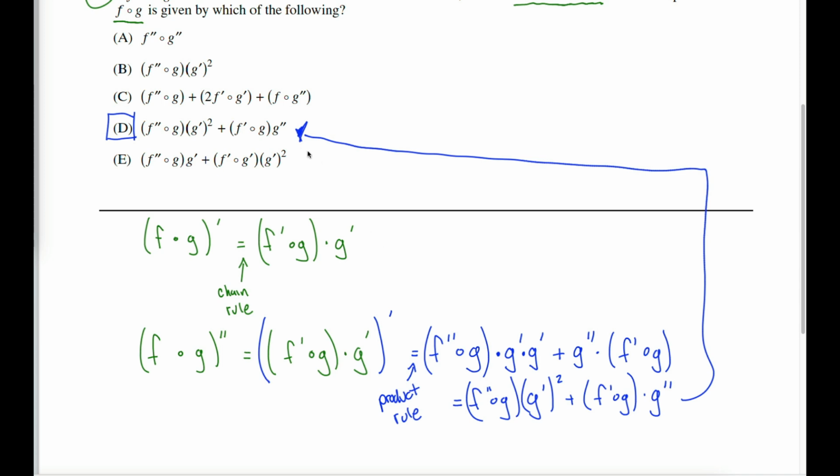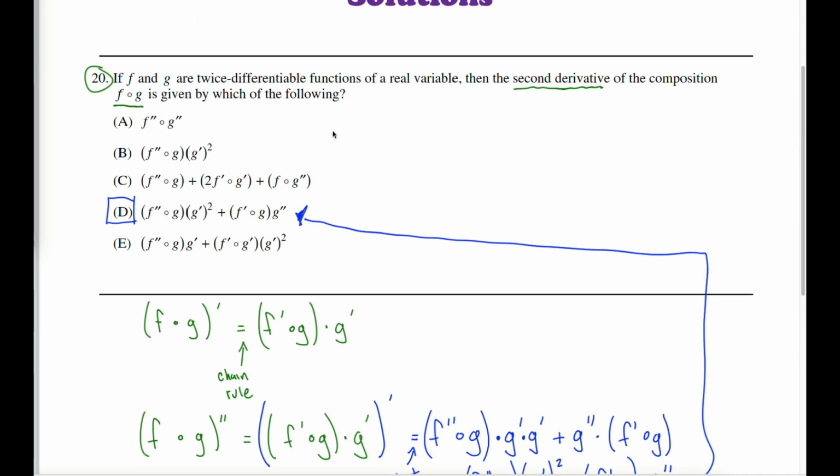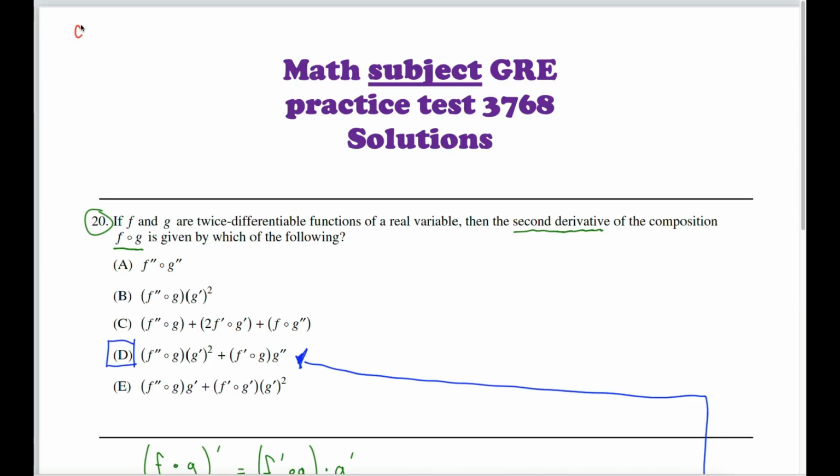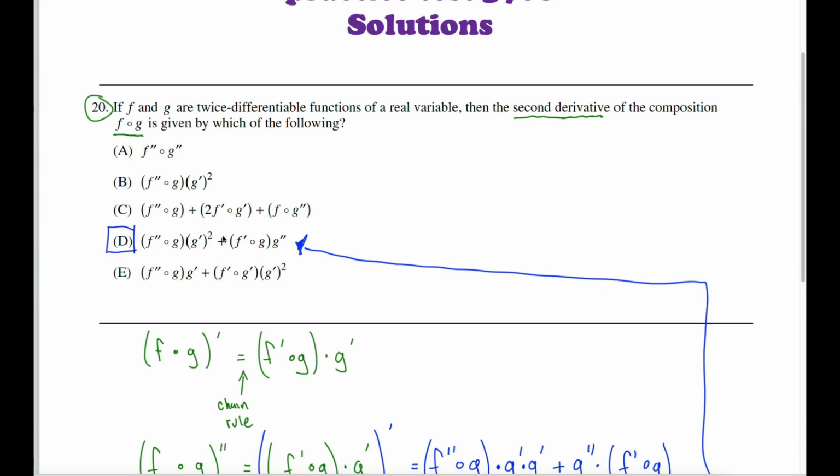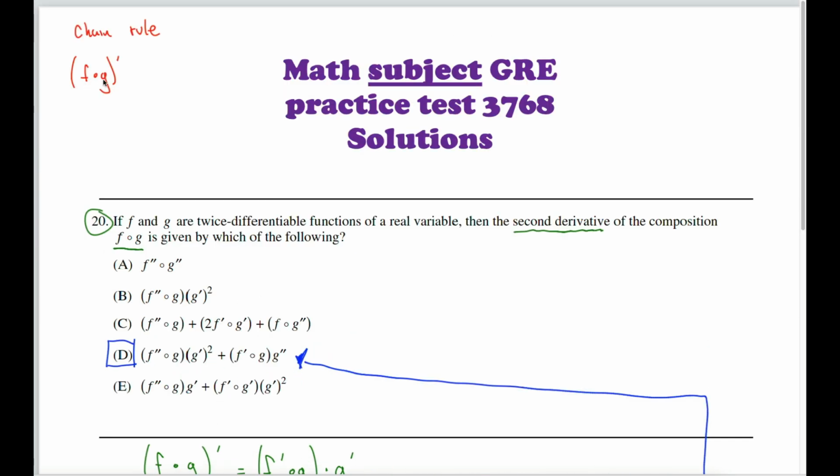If that makes sense to you, great, you're good, you're done with 20. In case you struggle with that, a couple key things that you need to solve this problem. They're the chain rule and the product rule respectively. What the chain rule says in this notation is exactly what I wrote in this line. The derivative of a composition of two functions is f prime of g times g prime.